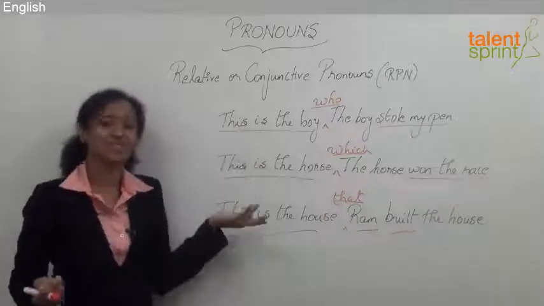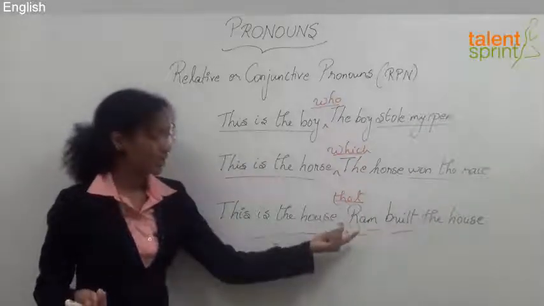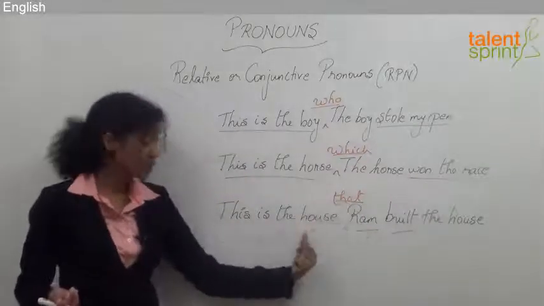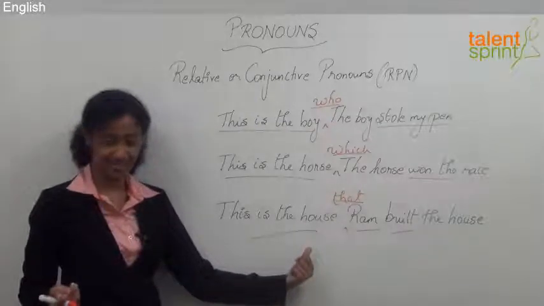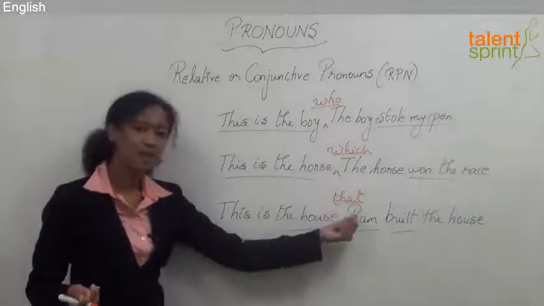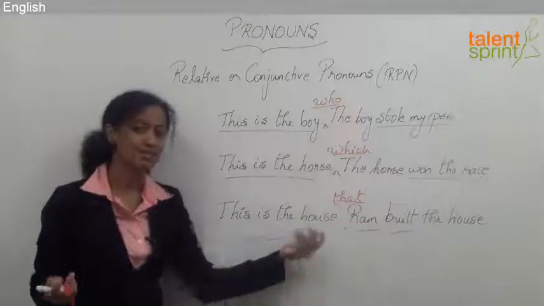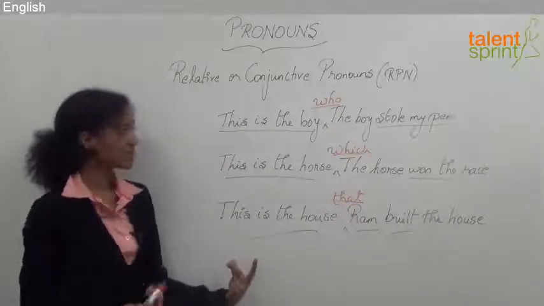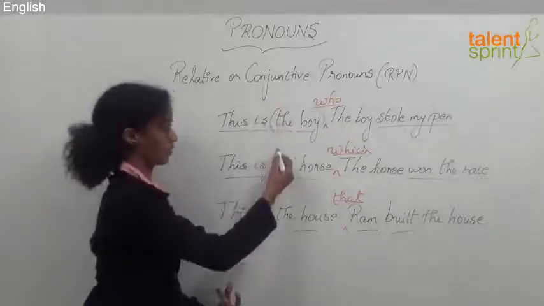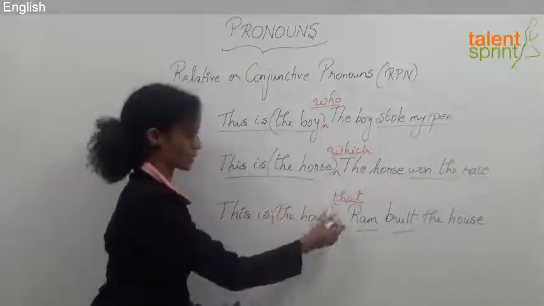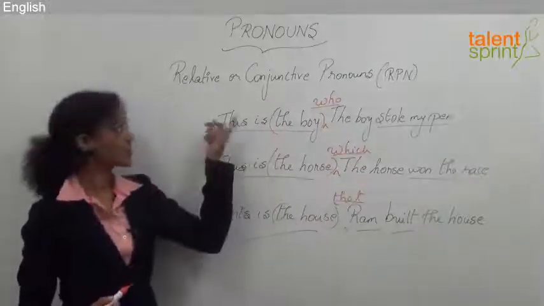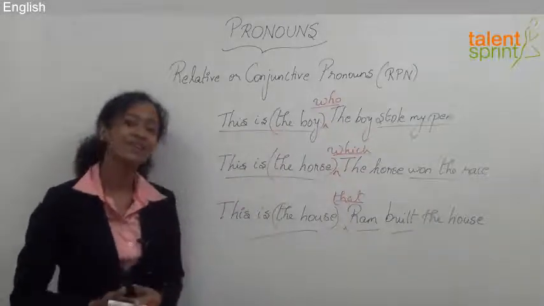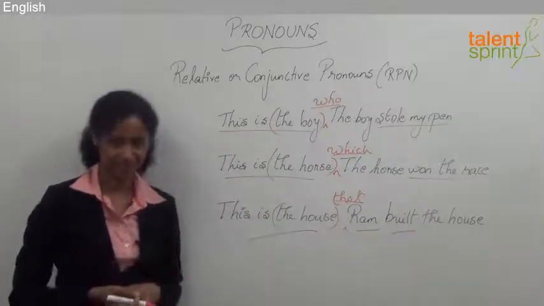So how is it relative? Of course, because this refers to the noun preceding, right? The noun that precedes the pronoun is nothing but our antecedent. So what are the antecedents in these three sentences? The boy, the horse, and the house, right? So that's how it derived its names. Let's look at other forms of relative pronouns now.